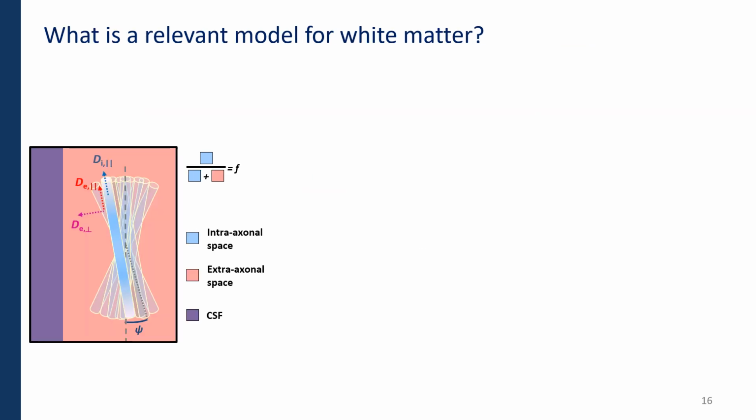So what is a relevant model for white matter? Essentially, we consider multiple compartments and how the water behaves in each of those. First of all, it's fair to consider that in white matter we have a collection of axons, and then we have the water in this intra-axonal compartment that we model as a collection of either cylinders or, in some simplified cases, sticks, as I will explain a bit later.